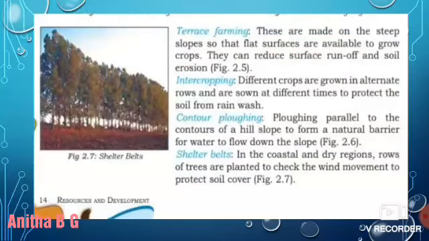Next one is terrace farming. What is terrace farming? These are made on the steep slopes so that flat surfaces are available to grow crops. On steep slopes, we are unable to grow crops because of the slope. They can reduce surface runoff and soil erosion. So we can make the steep slopes into flat surfaces available to grow crops.